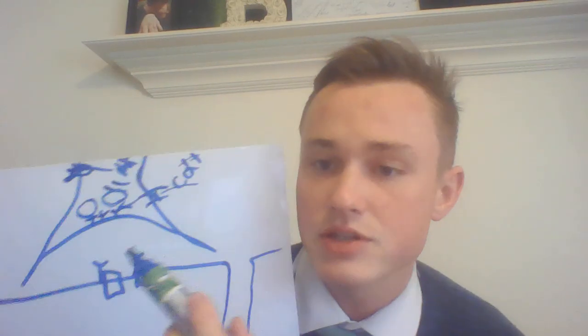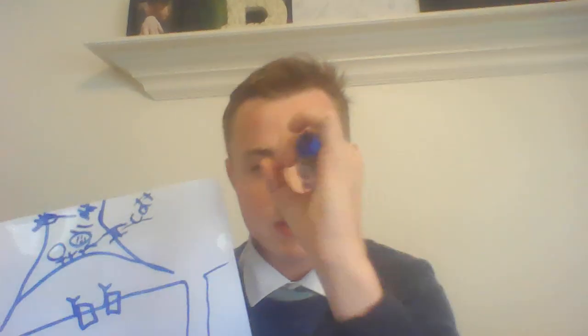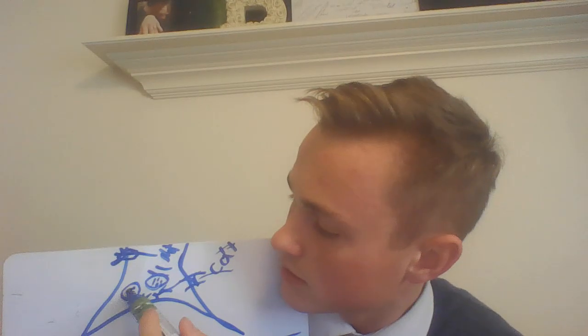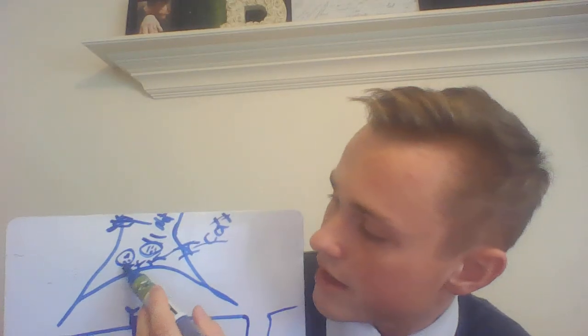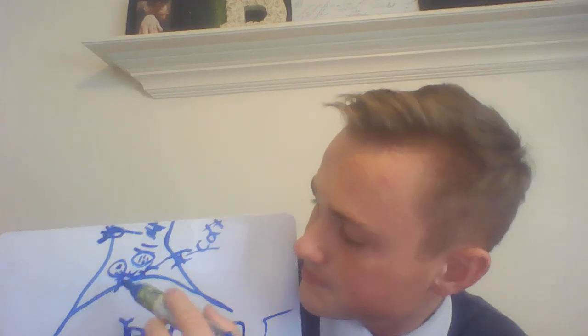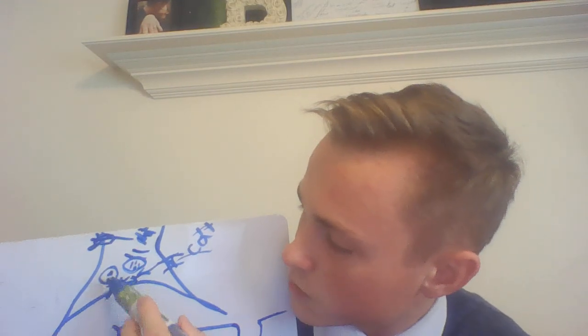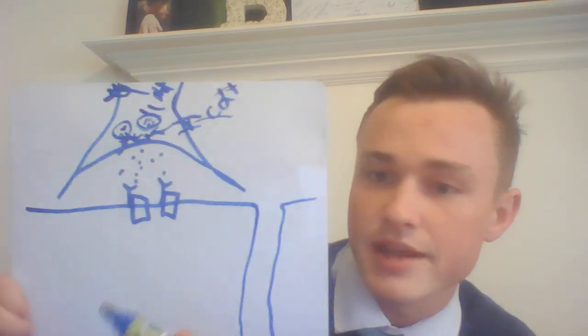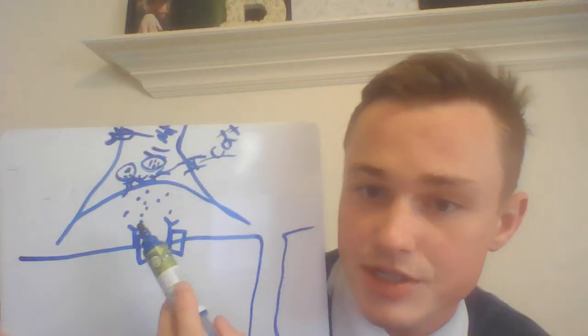But these SNARE proteins will mediate exocytosis, meaning these little bubbles filled with neurotransmitter. In this case, it's going to be acetylcholine, which is often referred to as ACh, will merge with the end of the cytoplasm here and will release that neurotransmitter, acetylcholine, into the neuromuscular junction.